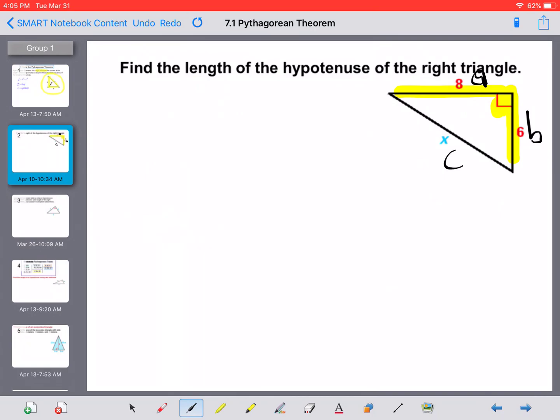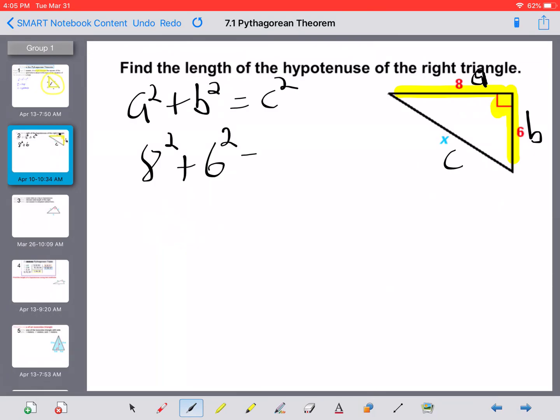And as we learned previously, the Pythagorean theorem is a squared plus b squared equals c squared. Now we're going to go ahead and substitute our numbers for our legs in for a and b, and then x in for c. So we get 8 squared plus 6 squared equals x squared. Now we just go ahead and solve for x. 8 squared is 64 plus 6 squared is 36.